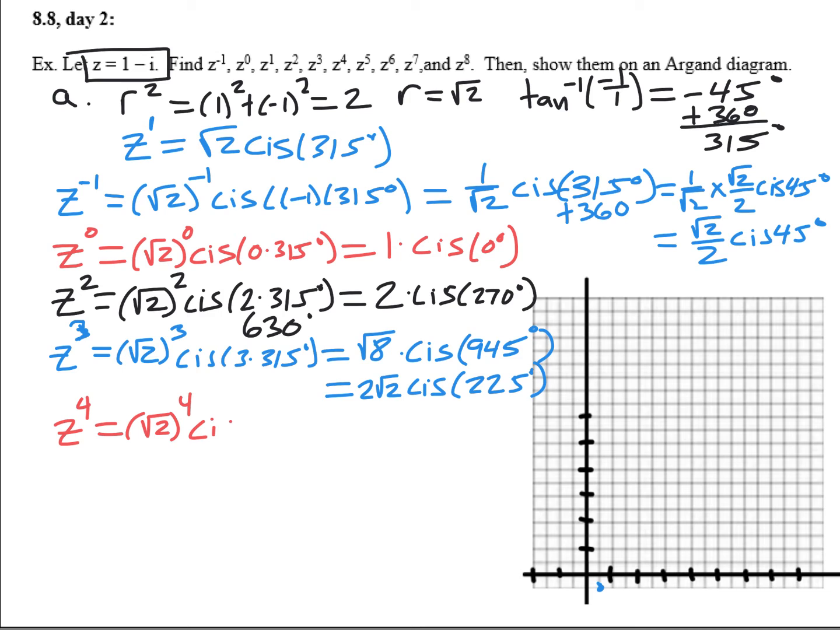Square root 2 to the 4th, CIS 4 times 315. Square root 16, CIS 1260, right? Square root of 16 is 4. And then again, we play this game with 1260. Start taking away 360. Once, twice. Here you have to do it 3 times to get back to 180, okay?